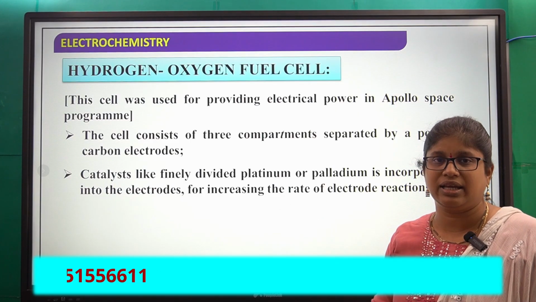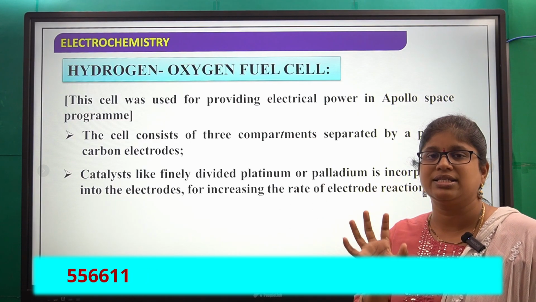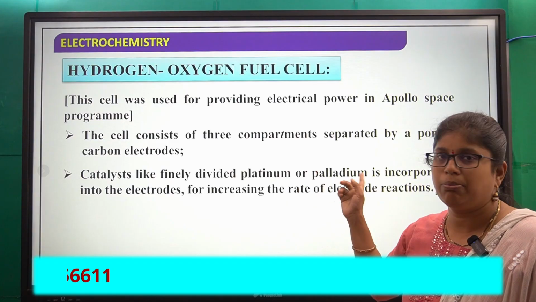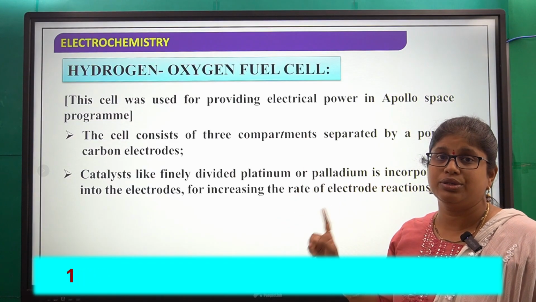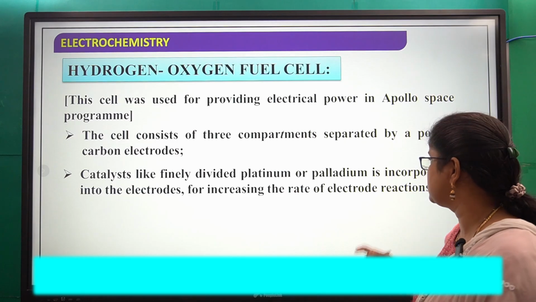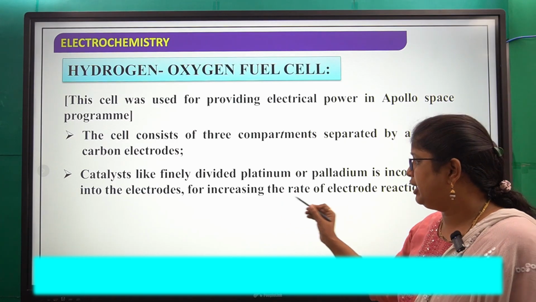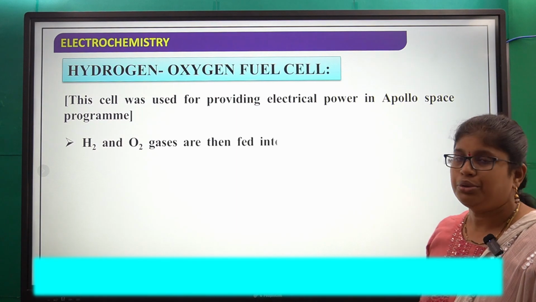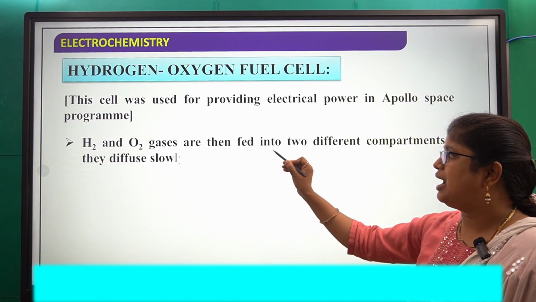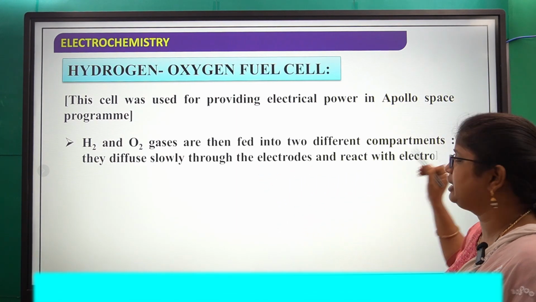Why? Because these are gases, so to absorb and hold those gases, we are using platinum and palladium. Platinum and palladium are used as catalysts in these fuel cells for increasing the rate of electrode reactions. H2 and oxygen gases are then fed into 2 different compartments.